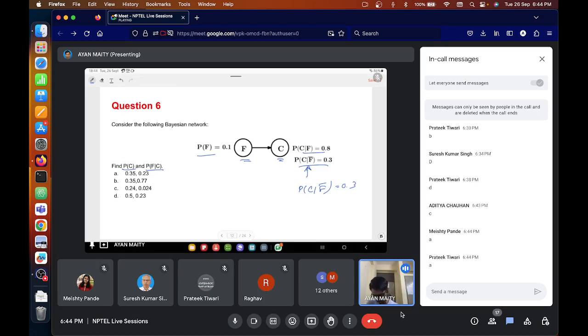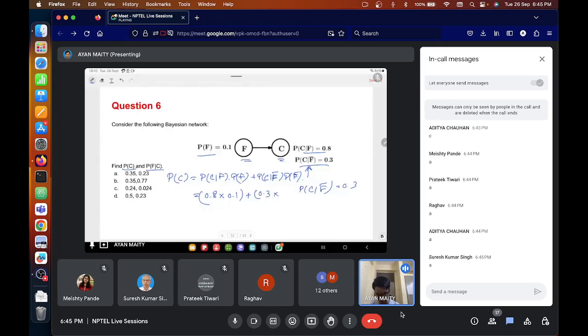So this question is not very difficult. Probability of C is probability of C given F into probability of F, plus probability of C given F complement into probability of F complement. C given F is 0.8, probability of F is given, and C given F complement is given as 0.3, and probability of F complement is 1 minus probability of F, which is 0.9. If you compute this, it would be 0.35. And then the second probability value is probability of F given C.